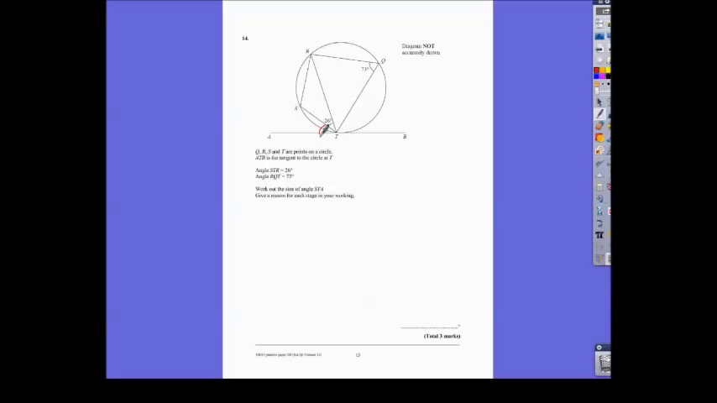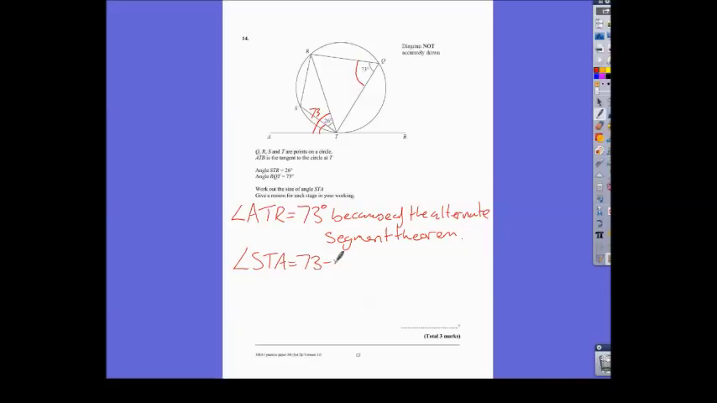Now, we're going to be using circle theorems, and if we look at this angle here, that is actually the alternate segment theorem, shows that it's the same size as that. So this angle here is ATR. So angle ATR equals 73 degrees because of the alternate segment theorem. And then if that's 73 degrees, then to work out the angle that we're after, which is STA, so angle STA equals 73 minus 26, which equals 47 degrees.